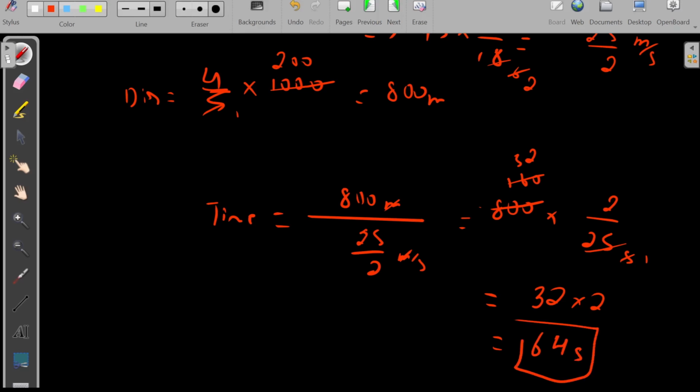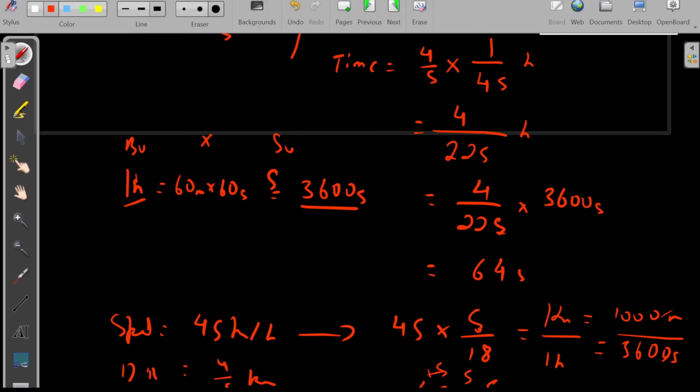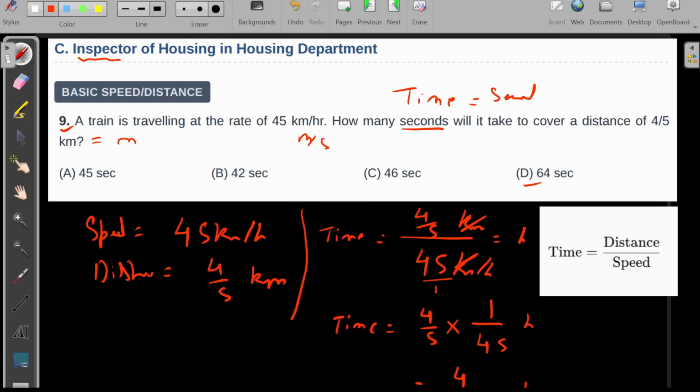Now this gives me the same answer, but in this case, we converted the unit from kilometer per hour to meter per second, and also the time from hour to second. But it still gives me the same answer. Depending on which method you want to use, which one is easy for you, you can select one of those approaches. It will still give you the same answer, which is 64 seconds.